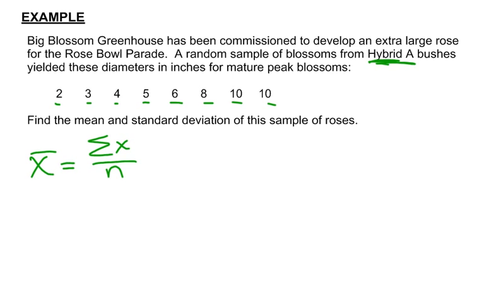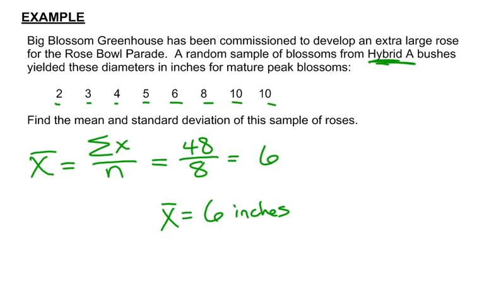Okay, so we can see that 2 plus 3 plus 4 plus 5, that's 5, 9, 5 again would be 14, 20, 28, 38, 48. So we get a sum of 48, and we're going to divide that by n. N was 8. So this works out really nicely to give us a mean of 6. Now what that means, no pun intended, is that x bar, our mean, is 6 inches.